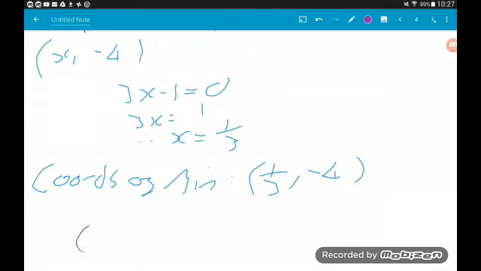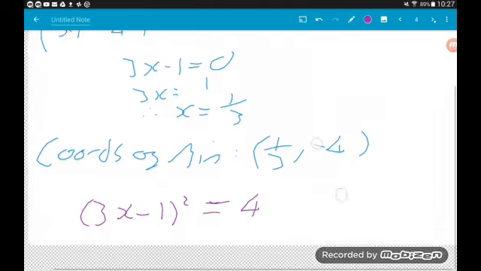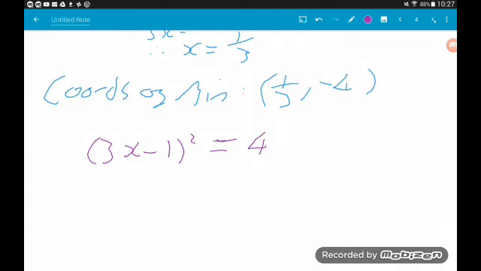So we're going to have 3x minus 1 squared is equal to 4. We then need to square root. So we will get 3x minus 1 is equal to... Now this is the really important bit. This is the reason that most times we get 2 solutions. Remember, we get plus or minus the square root of 4. So plus or minus 2.